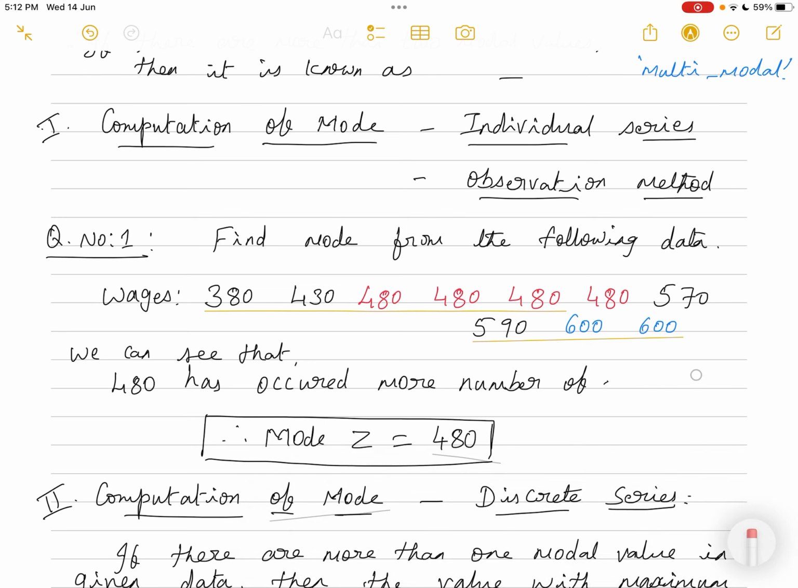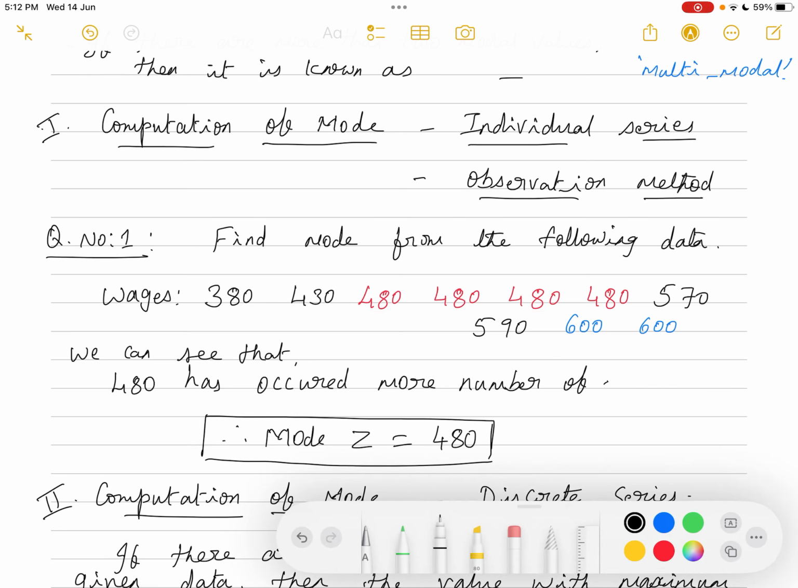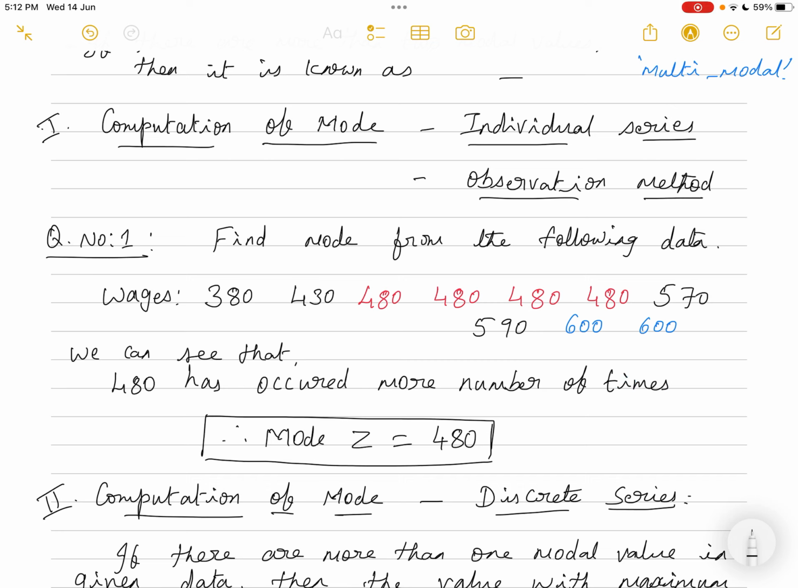Sorry, there's a spelling mistake here. So, more number of times. This is the observation method. It's the simplest method. This is the individual series.